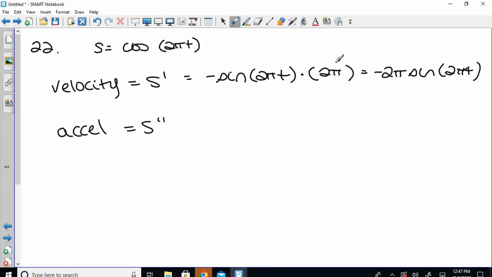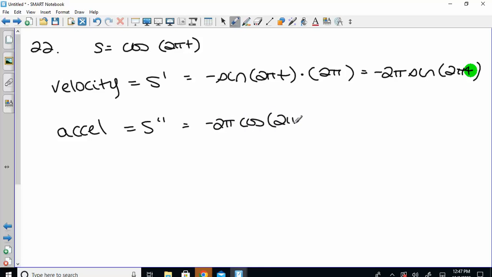Do we have to do the product rule here? No. Why not? You have to do the product rule if you have your variable multiple times. My only variable is t. So this 2 pi in front is just a coefficient. So when I do my second derivative, it just comes down. So we have a negative 2 pi.